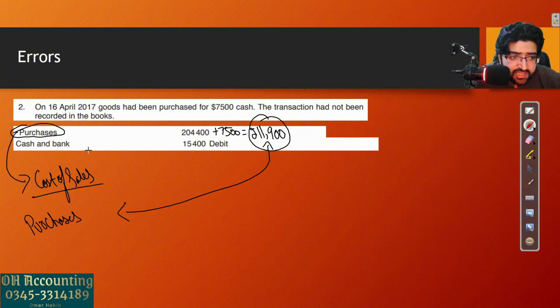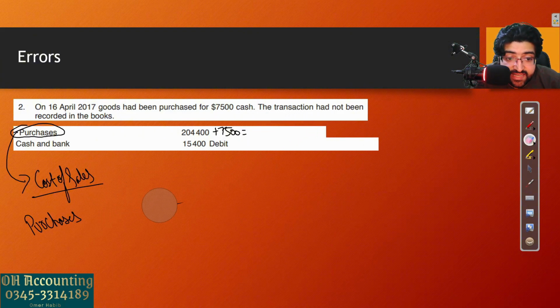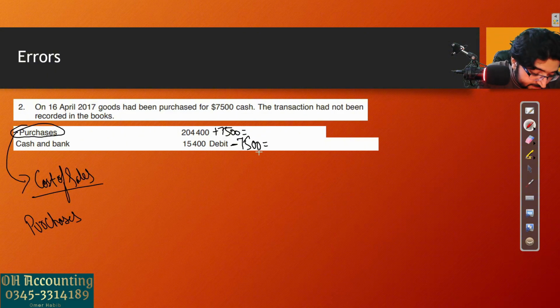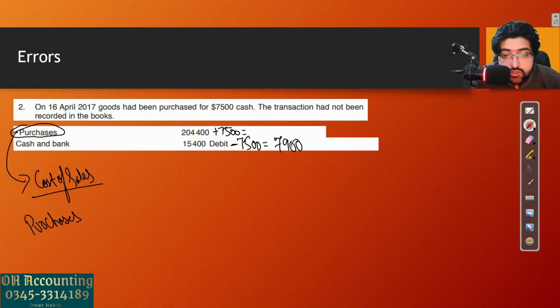And then what will happen with cash? You're paying by cash, which means cash will decrease. When you pay by cash, your cash decreases. So minus 7,500, 15,400 minus 7,500 gives me 7,900. So this is the new value or actual value of cash in bank available with the business. Okay, we forgot to record this. Once we record this, this is the actual or real value.